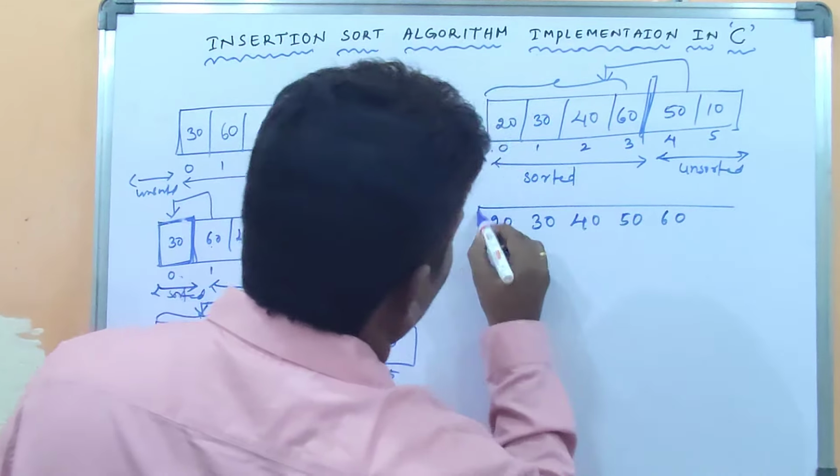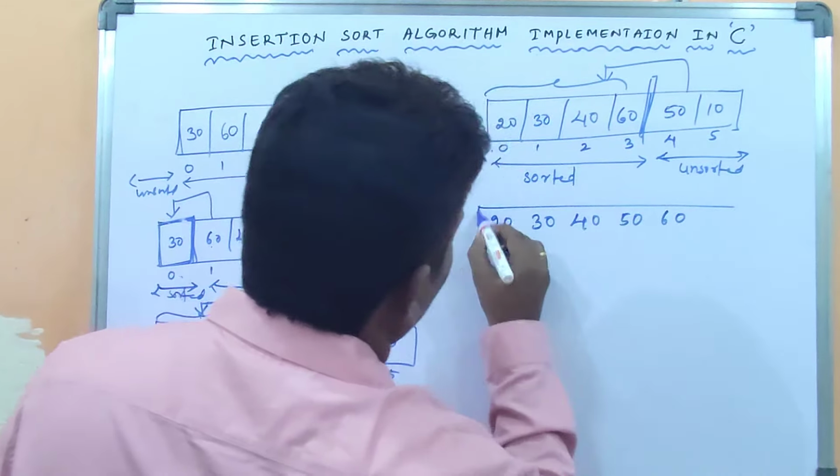Here finally 10. 0, 1, 2, 3, 4, 5. Okay, suppose this is a wall like this. This is called what? Sorted sublist. This is called what? Unsorted sublist.